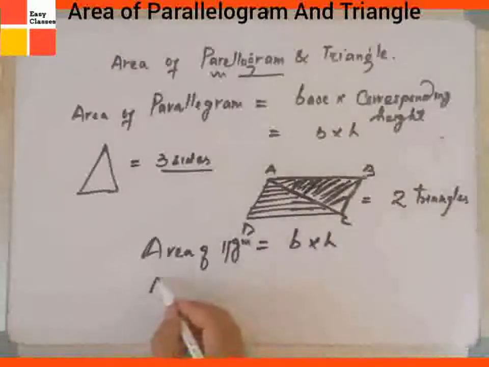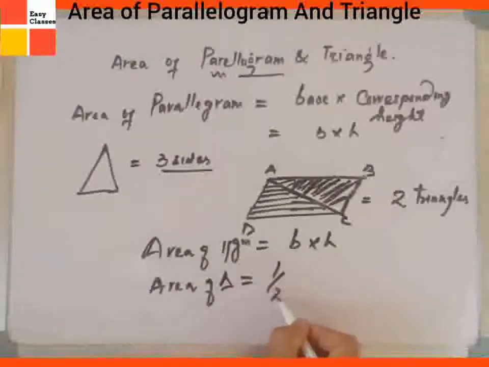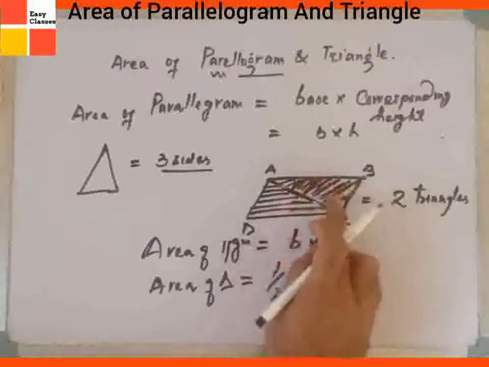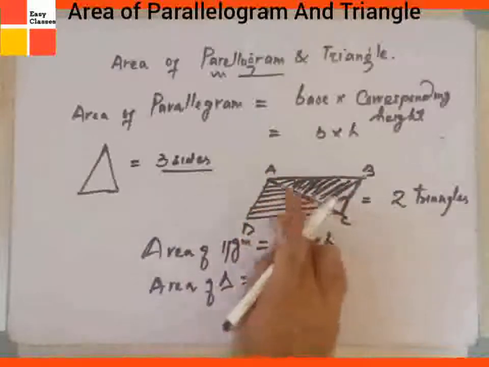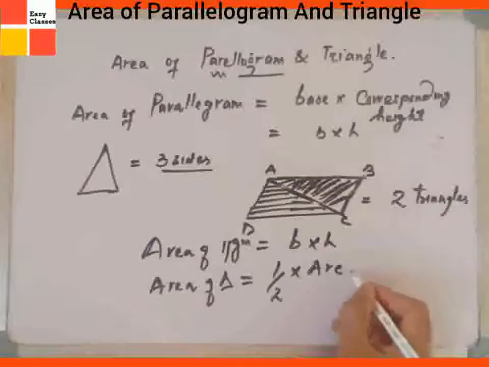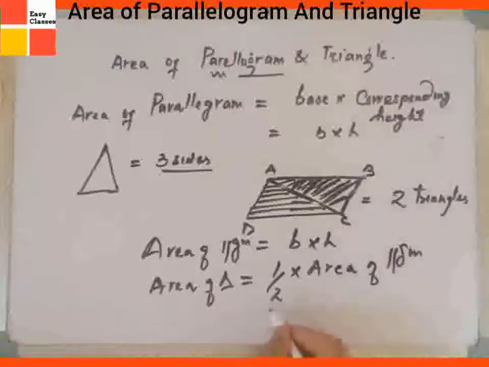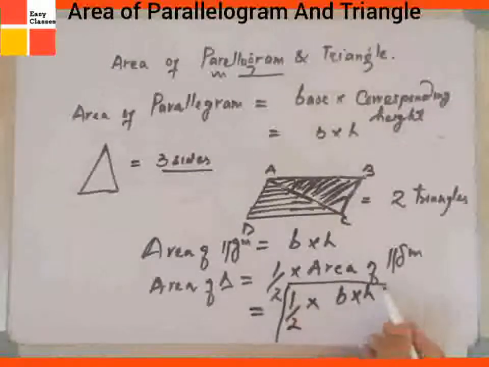So that means the area of a triangle is equal to 1/2 of the area of the parallelogram, because this triangular part is half of the area of the parallelogram, and this is another half. So area of triangle is equal to 1/2 of area of parallelogram, and area of parallelogram is equal to B into H, that means base into height. So the area of a triangle can be calculated by this formula, 1/2 of base into height.